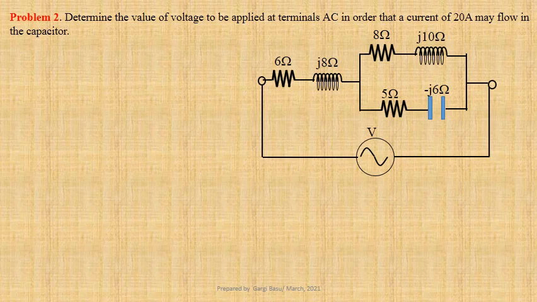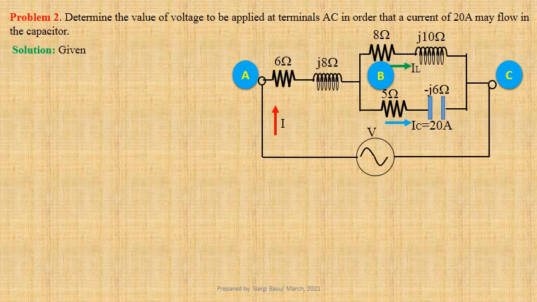Problem number 2. We have to determine the value of voltage to be applied at terminals AC in order that a current of 20 ampere may flow in the capacitor. Let us first jot down the given data. Capacitor current IC equals 20 ampere.